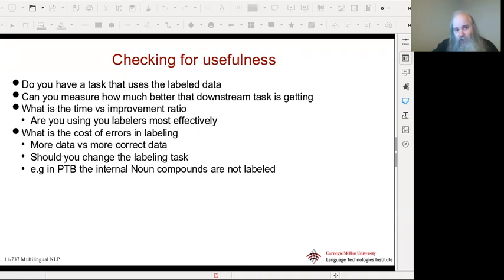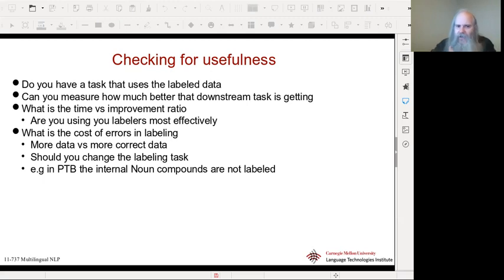Okay. Checking for usefulness. Why are you doing the labeling? Does something actually get better with that labeling? So, maybe you should actually confirm that and have some downstream task that actually is getting better. As I say, your labelers will be happier if you can tell them, thank you for doing all of this. Thank you for doing the labeling. Our task just got better. Thank you for the contribution. Because they feel good about that. They feel part of it. And it's a good thing to actually try to do.